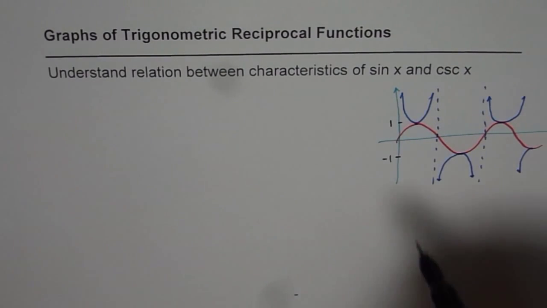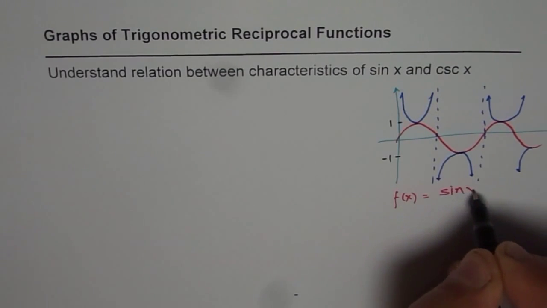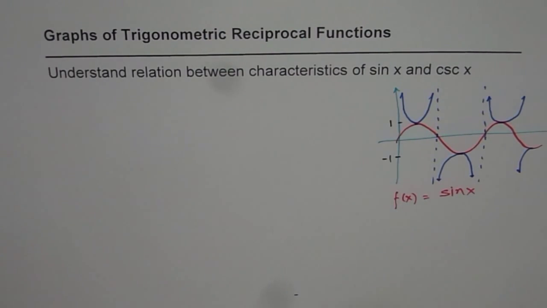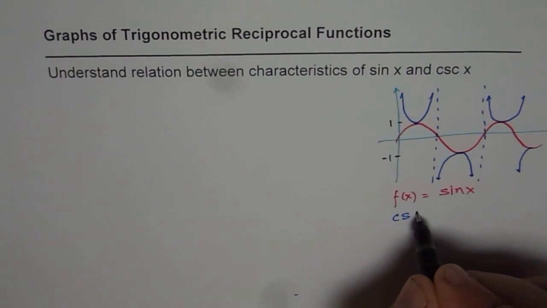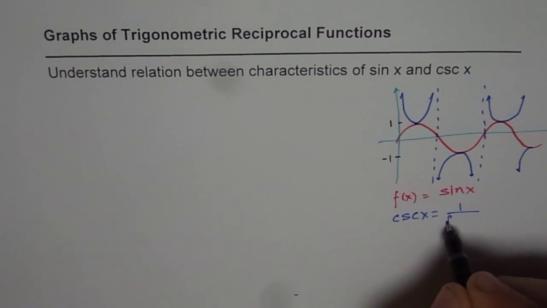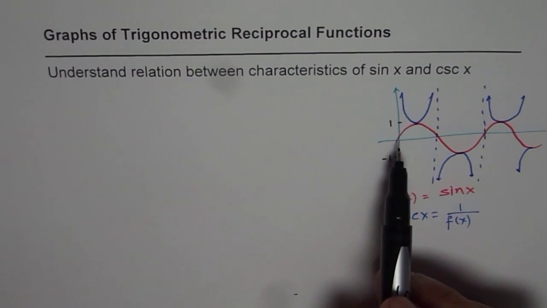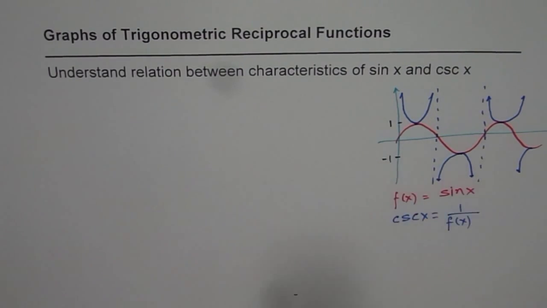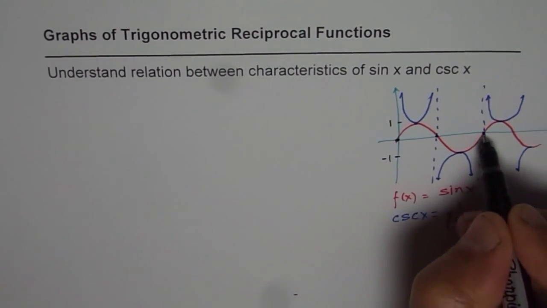So we are saying f of x is equal to sine x, and we are saying cosecant x is equal to 1 over f of x, which is the reciprocal of sine x. Now in this video, we will try to understand different characteristics and how they are related with one another, right?